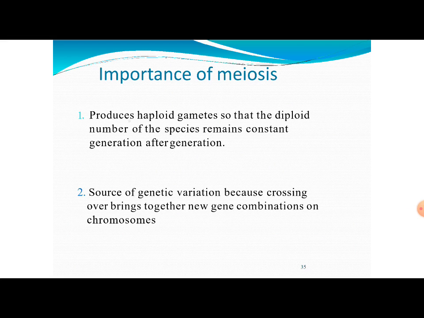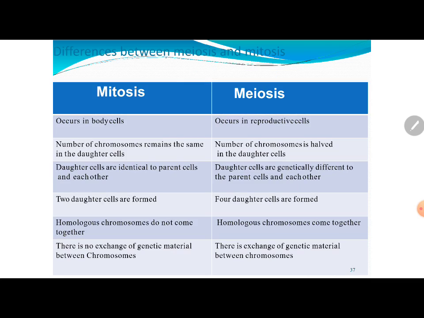Importance of meiosis: it produces haploid gametes so that the diploid number of the species remains constant generation after generation. It is a source of genetic variation because crossing over brings together new combinations of chromosomes.